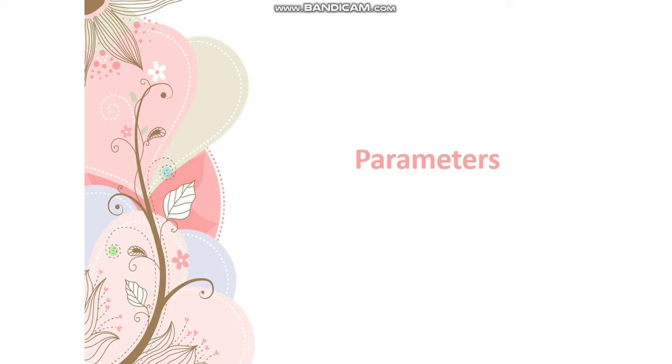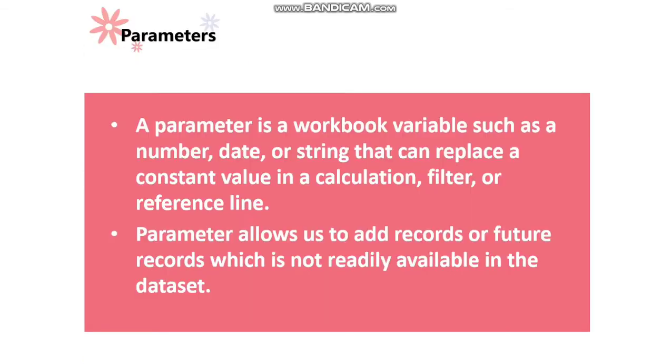In today's video, I'm going to show you how to create a parameter and how to use it. Let's get started. A parameter is a workbook variable such as a number, date or string that can replace a constant value in a calculation, filter or reference line. Parameters allow us to add records or future records which are not readily available in the dataset.